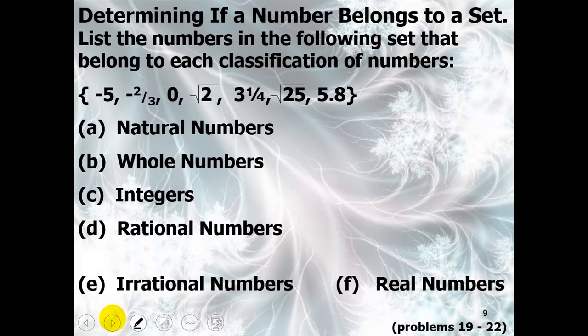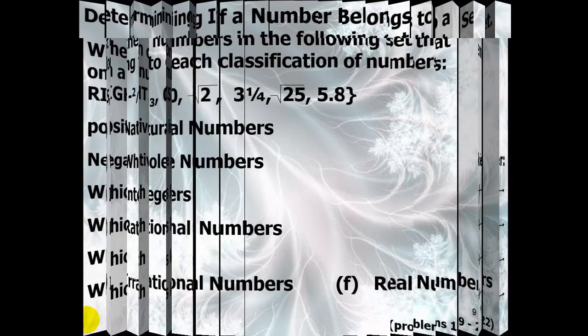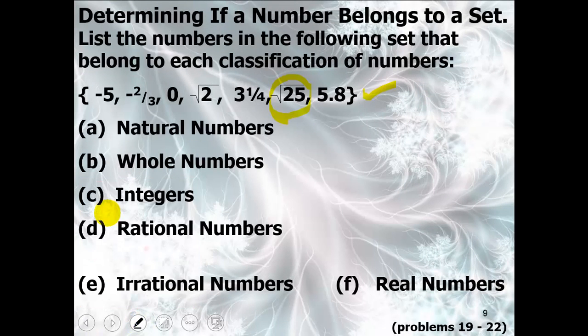Determining if a number belongs to a set. All right, we're going to list the numbers in the following set. This is our set of numbers here that belong to each classification of numbers. So A are the natural numbers, all right? So you want to make sure that if you have any perfect square roots, you go ahead and simplify that. This is the same as a 5, right? So now I'm looking for natural counting numbers.